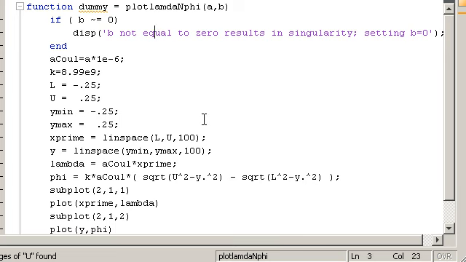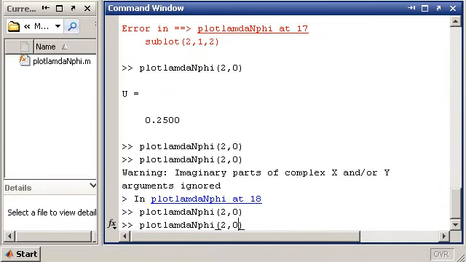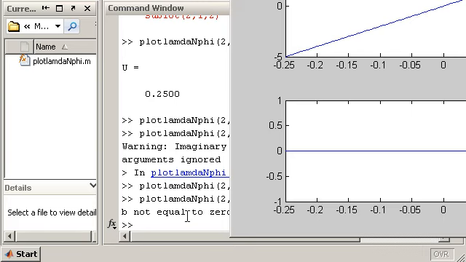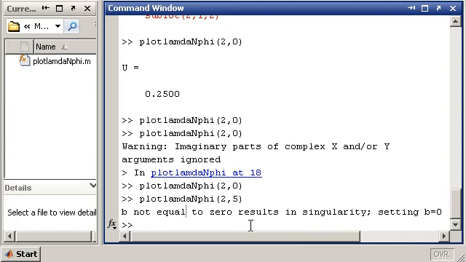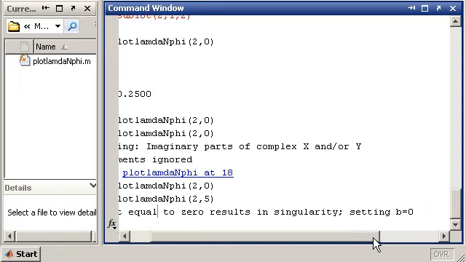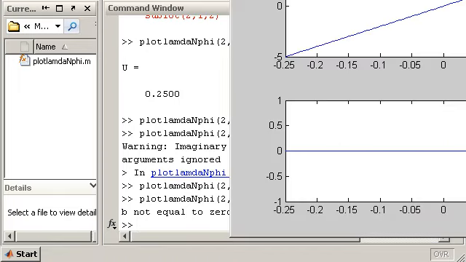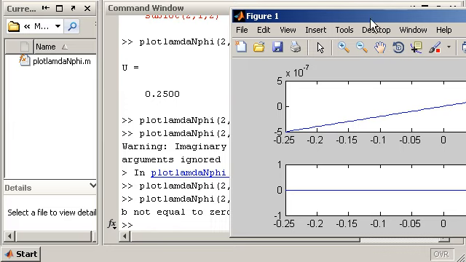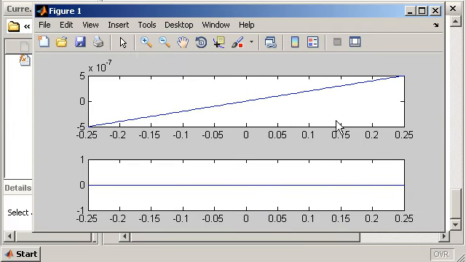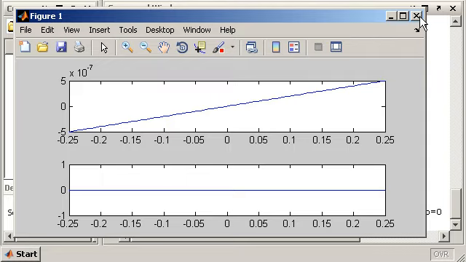I guess the one thing I wanted to check is, do I alert the user as to what's going on if somebody types in some b value other than 0. So b not equal to 0 results in singularity, setting b equal to 0. I think that's good. It says something about don't have it print anything to the screen that it's not supposed to. Well, as far as I'm concerned, it should print that.